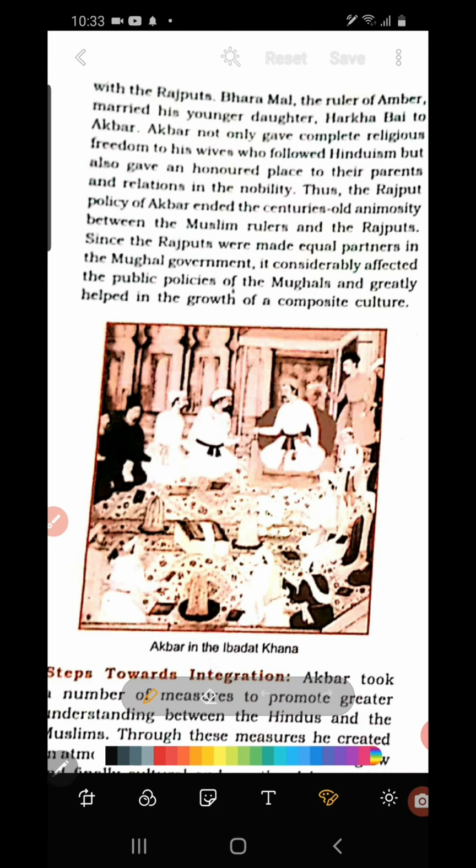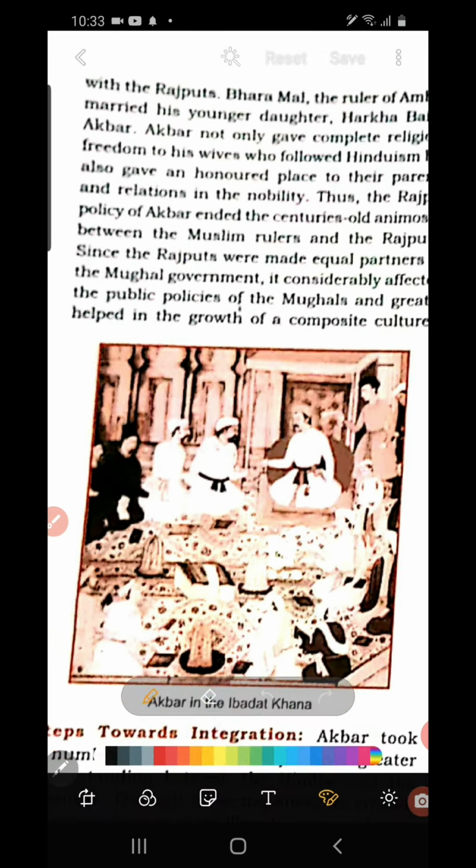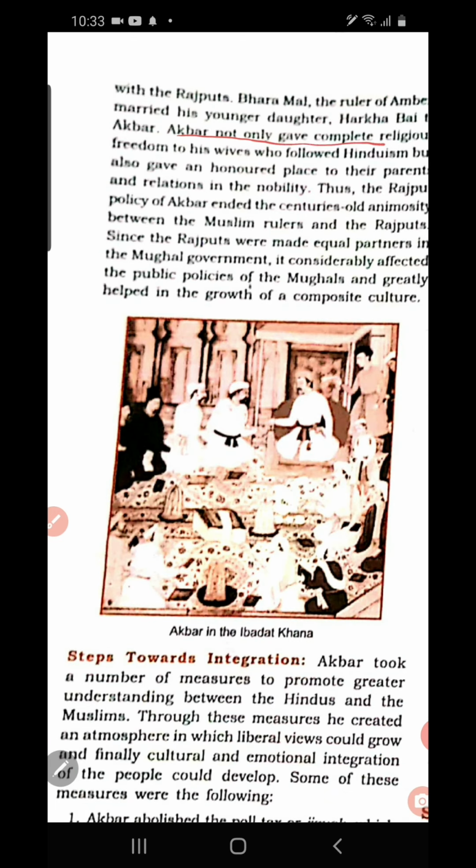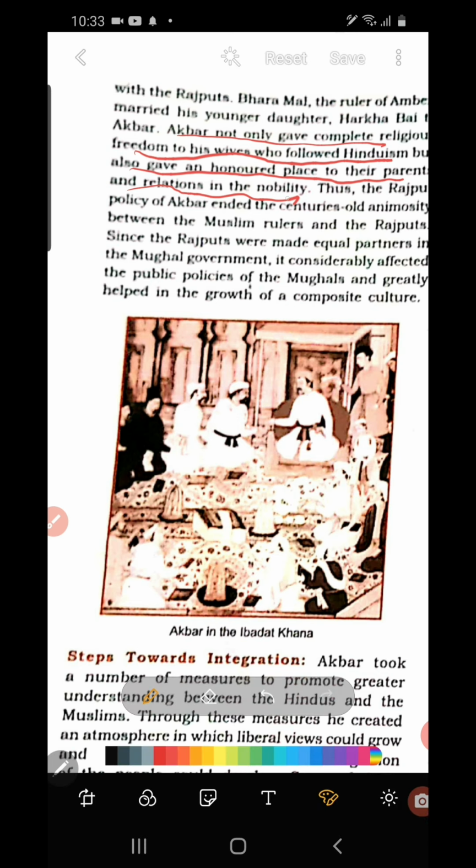That means he was a great ruler. He was very religiously tolerant. Understood? So Akbar not only gave complete religious freedom to his wives who followed Hinduism, but also gave an honored place to their parents and relatives in the nobility. He appointed all her parents and relatives to very good positions in the administration. Nobility means the nobles, the powerful and prestigious people in society; their group is considered the nobility. So Rajputs were enrolled in the nobility by giving good positions and respect in society.